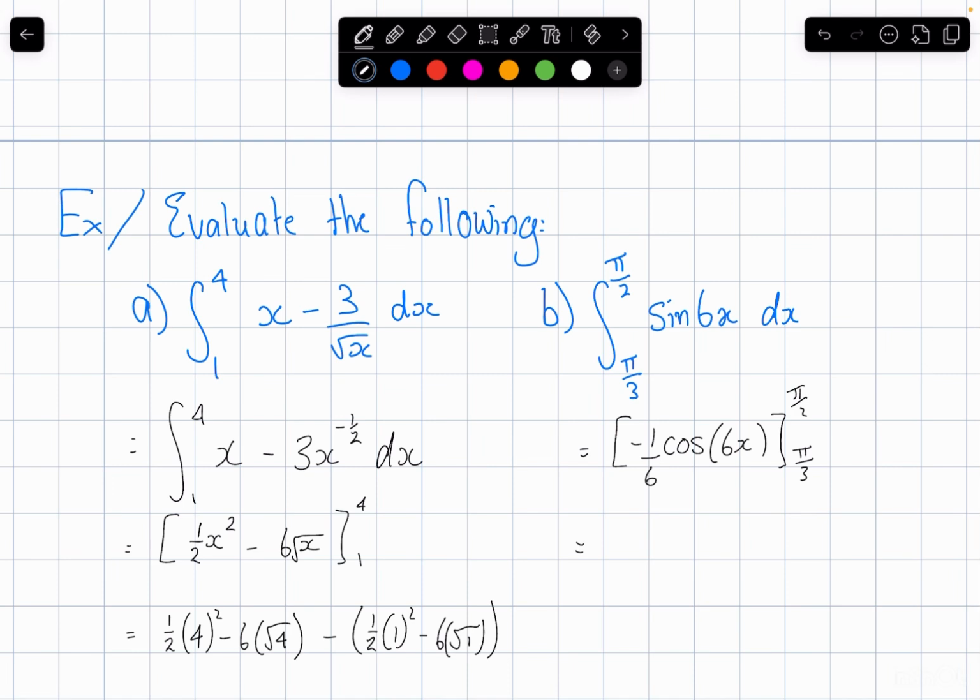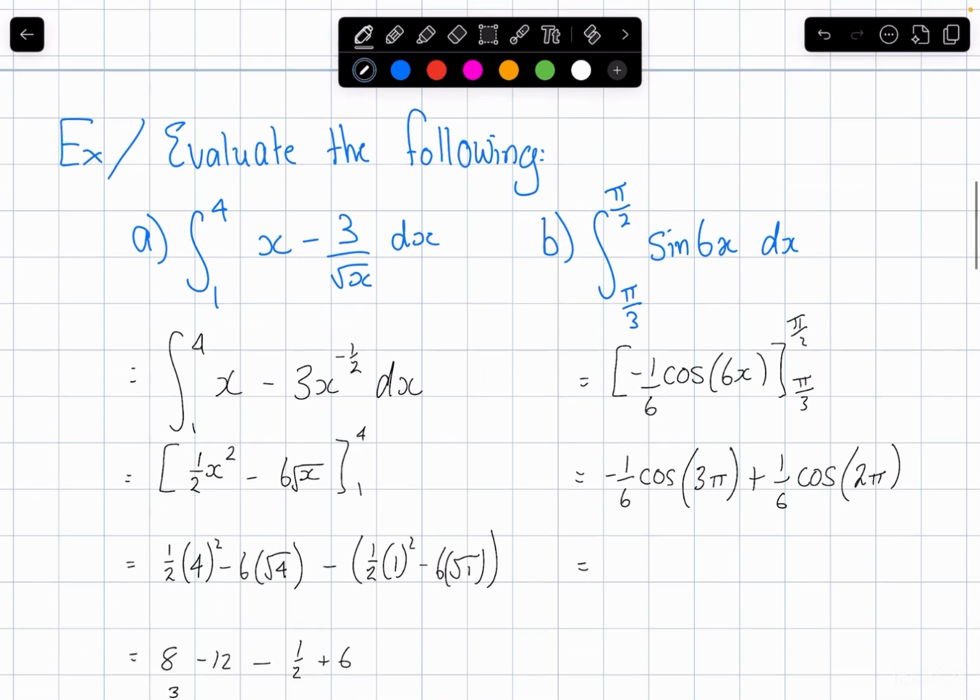So let's substitute pi over 2 into our function. Negative 1 over 6 cos. Now 6 times pi over 2 is actually just 3 pi, minus 1 over 6, so plus 1 over 6 cos. Pi over 3 is going to be 2 pi. Okay, so 6 pi divided by 3 is just 2 pi.